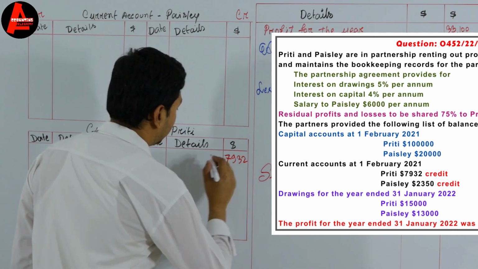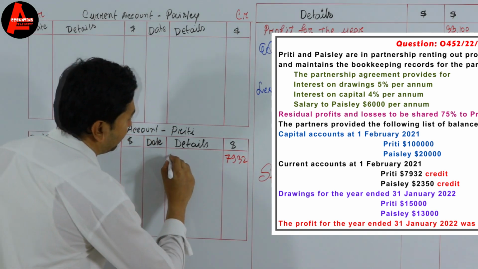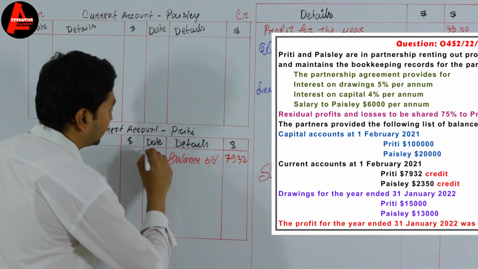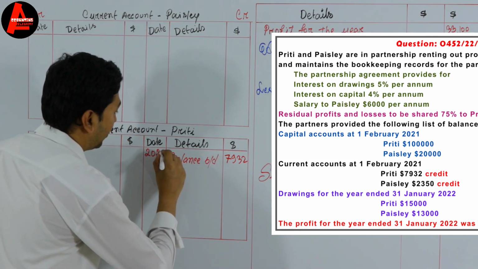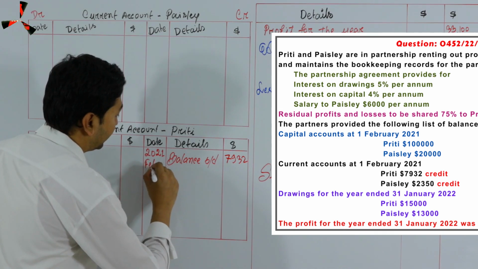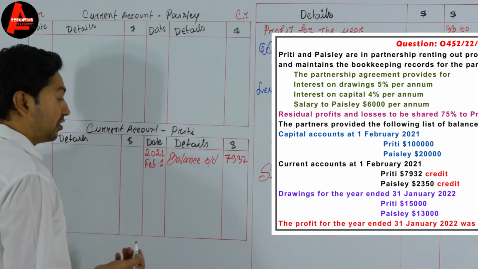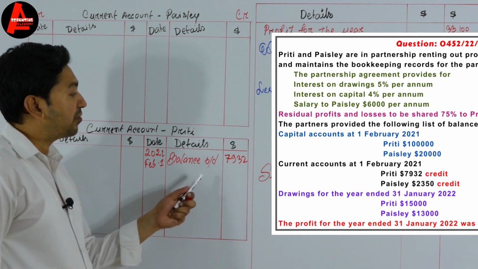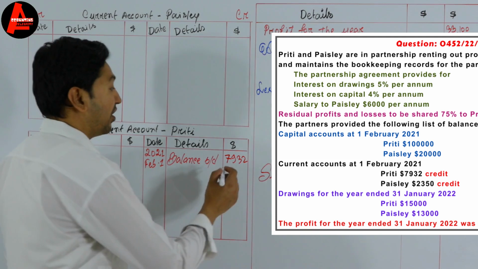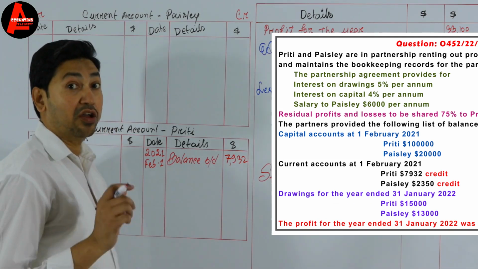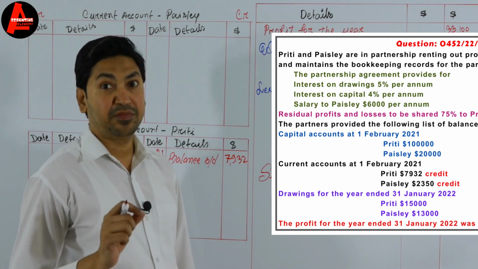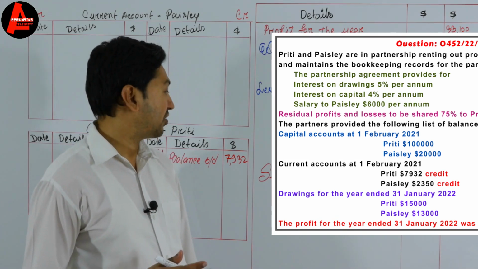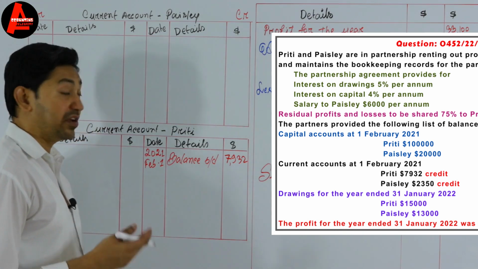7,932, okay? So we will write here balance b/d, the date is 2021 February 1st. Don't forget to write the date, okay? It carries marks. So why do we write balance b/d on the credit side? Because in the question our balance b/d is a credit balance, okay? It is written credit with the amount, and that is the reason we write balance b/d on the credit side.